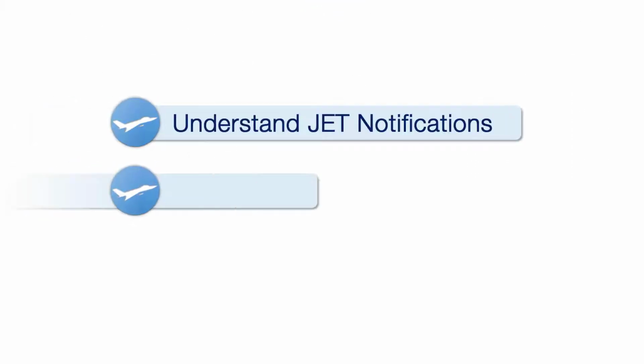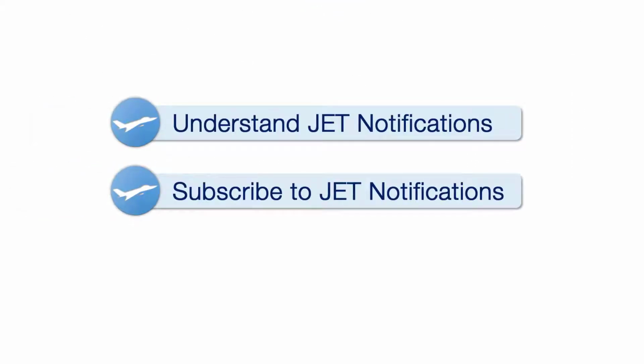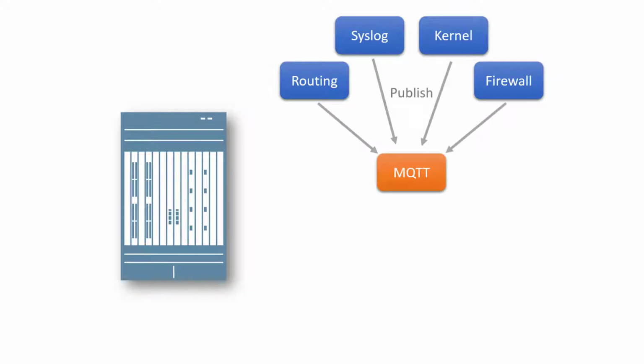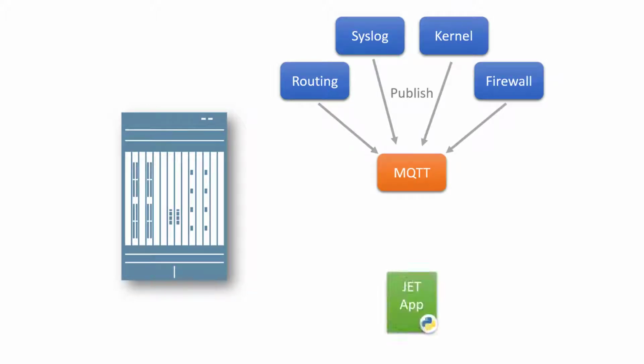In this video, we will understand the different notifications generated by the Juniper device and explore how to subscribe to notifications using a JET application. The Junos kernel and other routing processes and daemons publish notification events to an event broker, MQTT. We will write a simple Python client application that will subscribe to these event topics and receive the notifications from the device. You can subscribe to multiple topics.